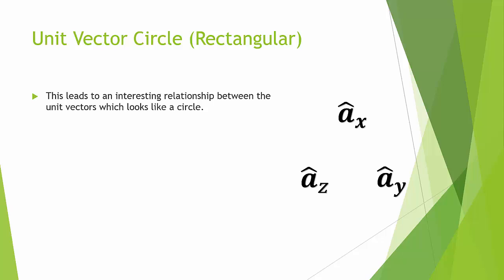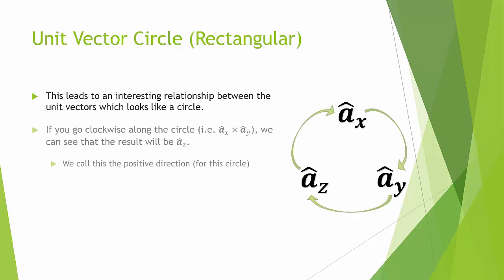Looking at these images and using these relationships, when you look at the unit vectors, we actually get this cyclical pattern which arises with the cross product. So if we were to line them up, and let's say we have the cross product a hat x crossed with a hat y, we can go along in a circle, and you would see that it's a hat z. And it's linked together kind of like an integer ring. But we're going to call clockwise the positive direction.